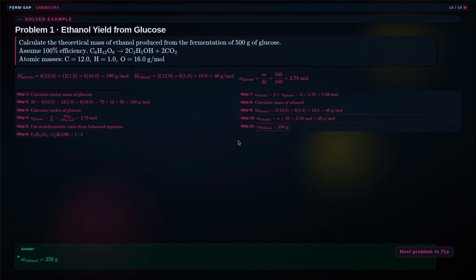Step 3. Use the stoichiometric ratio from the balanced equation. The mole ratio of glucose to ethanol is 1 to 2. So moles of ethanol equals 2 times 2.78 equals 5.56 moles. Step 4. Calculate the mass of ethanol. The molar mass of ethanol is 46 grams per mole. Mass equals 5.56 moles times 46 grams per mole. The answer is 256 grams of ethanol.